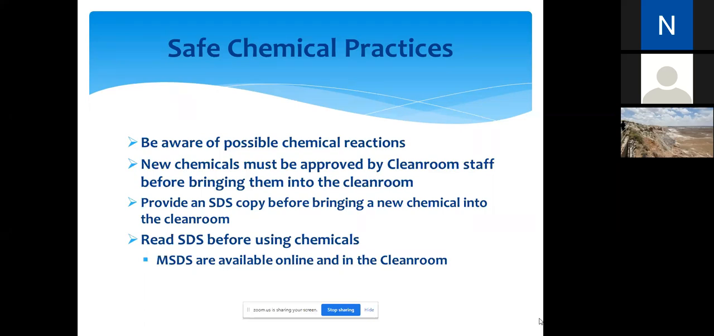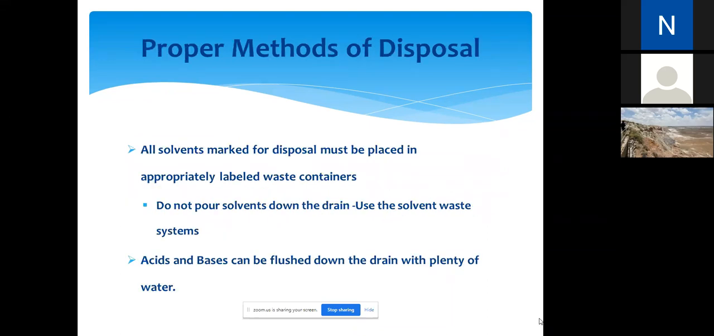In our clean room, we don't allow students or faculty members to purchase their own chemicals. Everything has to go through the director of the clean room to make sure whatever you want to purchase is compatible with the majority of the clean room use or clean room tools. I just thought I should put that in there.